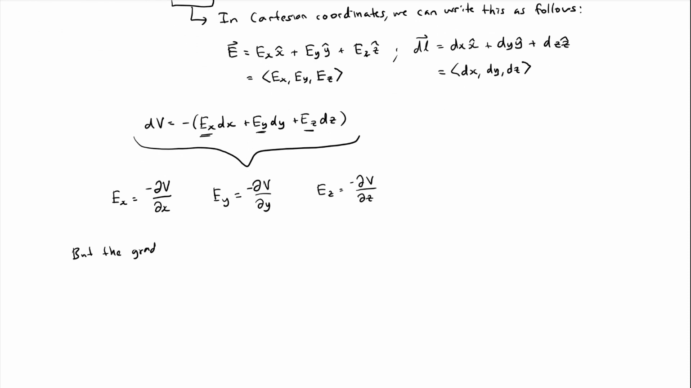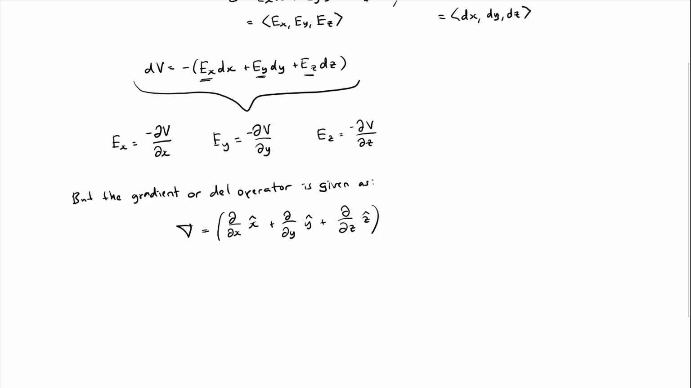But the gradient operator, or the del operator, is given as del equals ∂/∂x x hat, plus ∂/∂y y hat, plus ∂/∂z z hat. Which means we can simplify and condense the equations above.